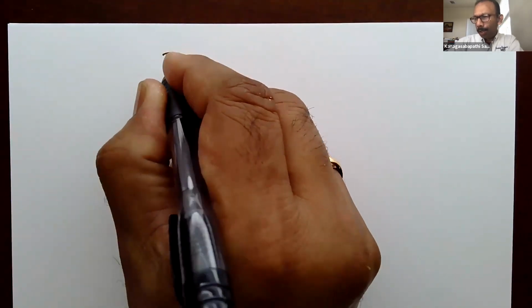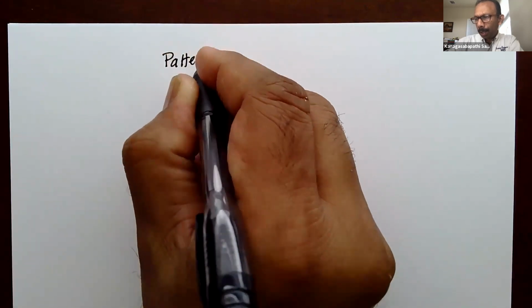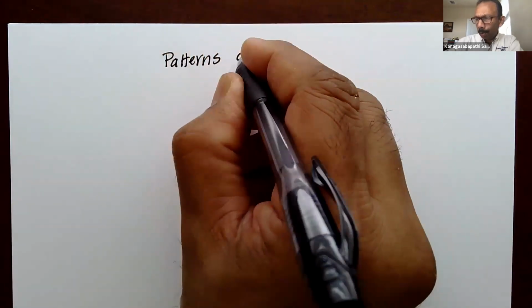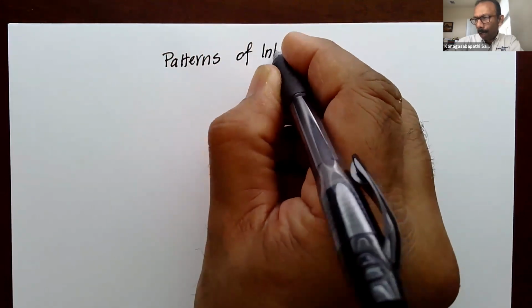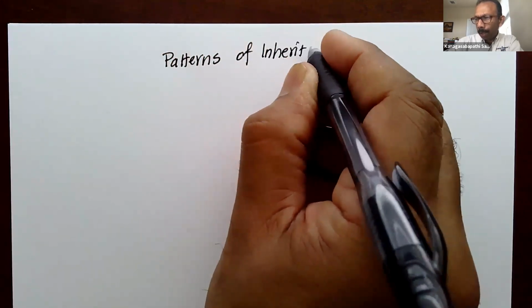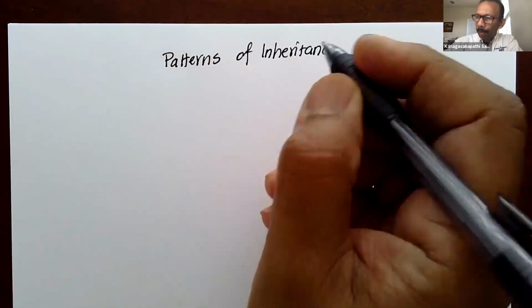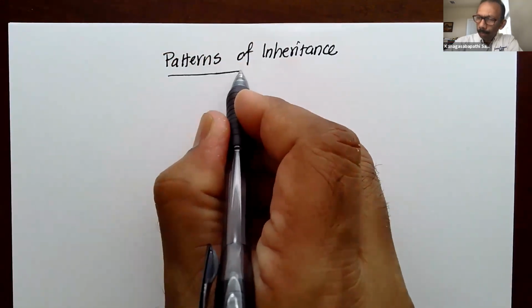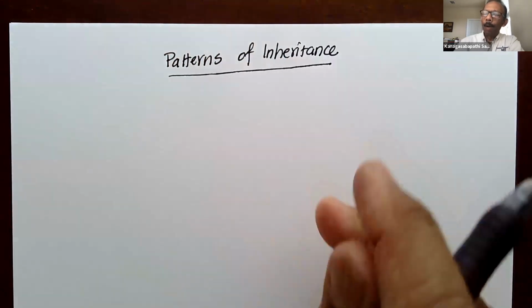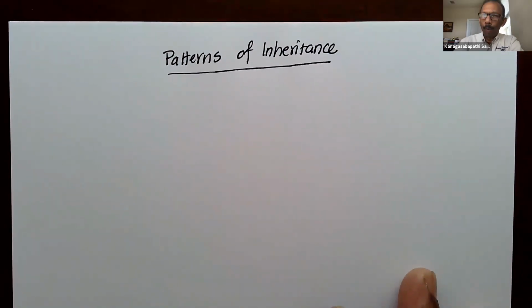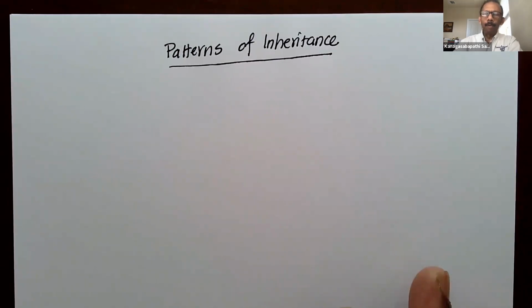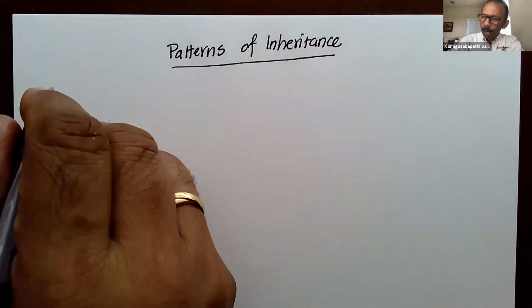So the patterns of inheritance is an important topic to understand, and it goes well with the sequence of topics that we have seen, such as meiosis and how we get the genes from both parents, and through gamete formation and fertilization, producing the egg cell and the sperm cell. Each of them has different combinations and creates variations.